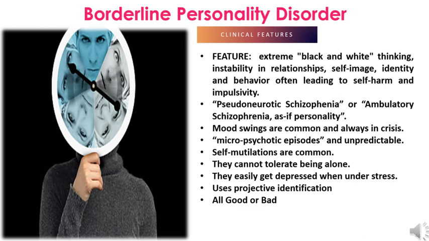Otto Kernberg described the defense mechanism of projective identification that occurs in patients with borderline personality disorder. In this primitive defense mechanism, intolerable aspects of the self are projected onto another.